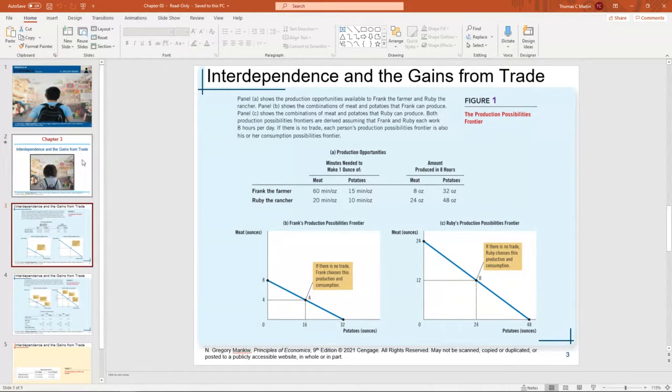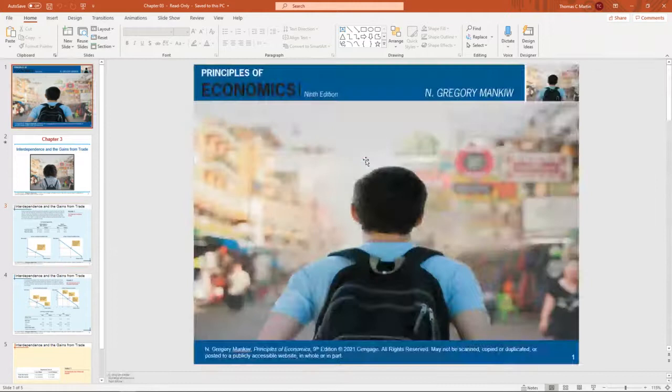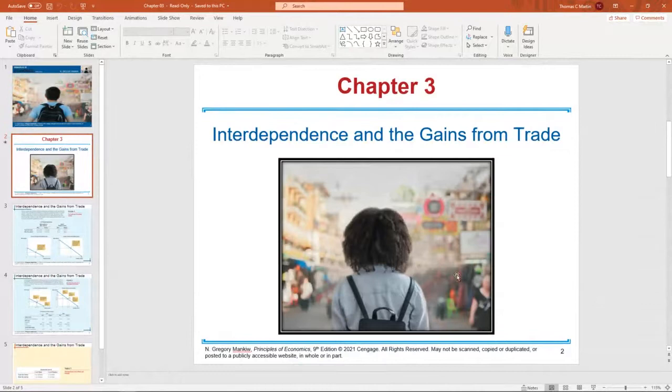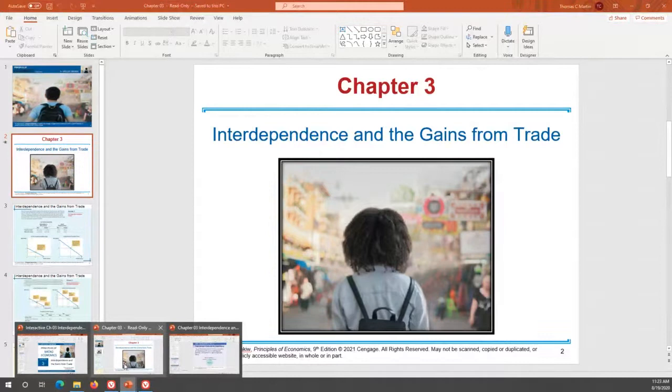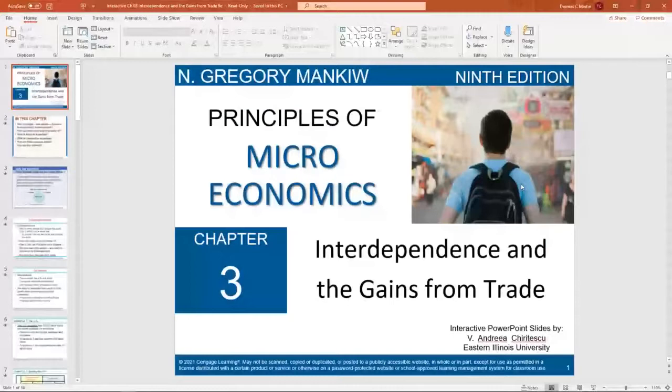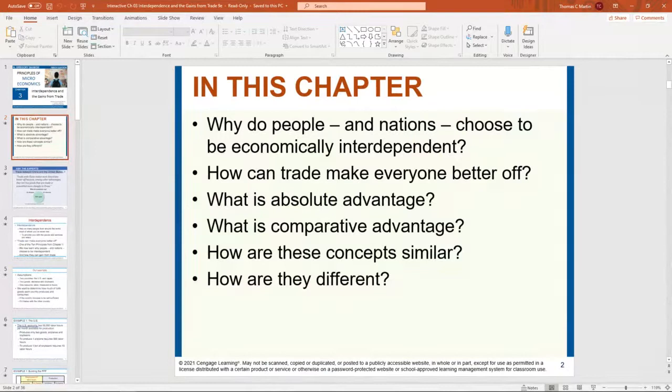So in looking at chapter three, they're just going to put some numbers to what we looked at in chapter two with the production possibility curves. And I'm going to go to their PowerPoint. In this chapter, why do people and nations choose to be economically independent? How does trade make everyone better off? What are absolute advantage and comparative advantage concepts? How are they similar and how are they different?